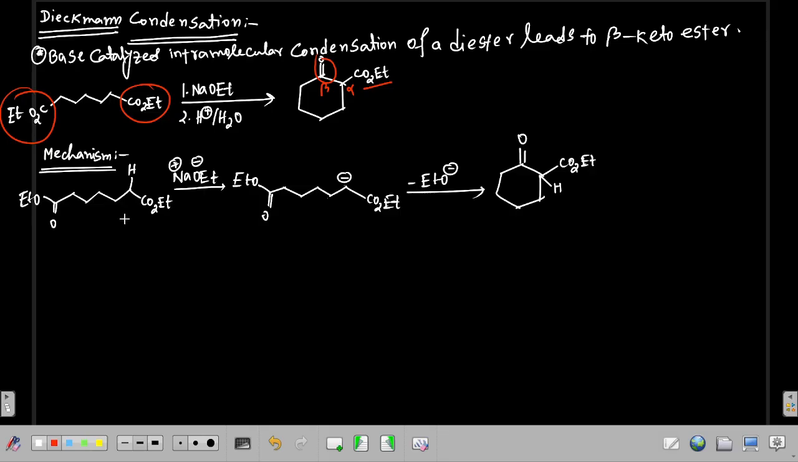Now we'll see the mechanism of the reaction. So this is the diester. In the presence of a base, it will abstract the proton, and this leads to the formation of the anion. This anion will attack this carbonyl group of the other ester, and this leads to the formation of a cyclized product. So it will form a 1, 2, 3, 4, 5, 6 membered ring, which is a beta keto ester. This is the beta keto ester.